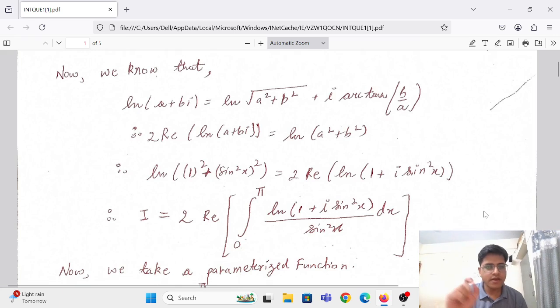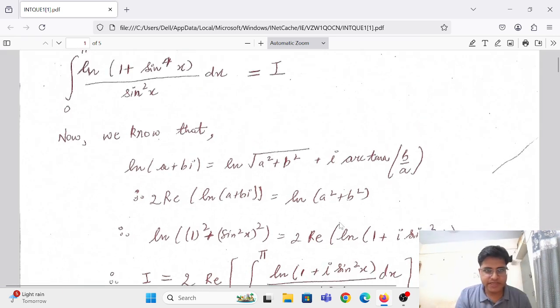Got it? Now, you see the expression which is given to us. It's ln of 1 plus sin x to the power of 4. We can write 1 as 1 squared and sin to the power 4 of x as sin squared x whole squared. So using this expression, we can write that this is 2 times the real part of ln of 1 plus iota sin squared x. Why? Because b corresponds to sin squared of x and a corresponds to 1.